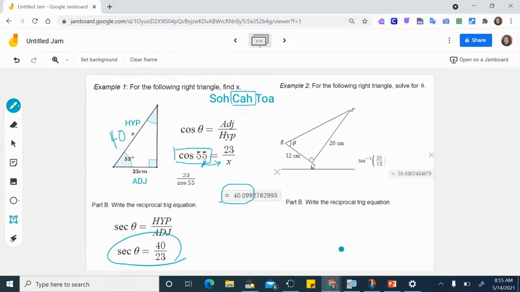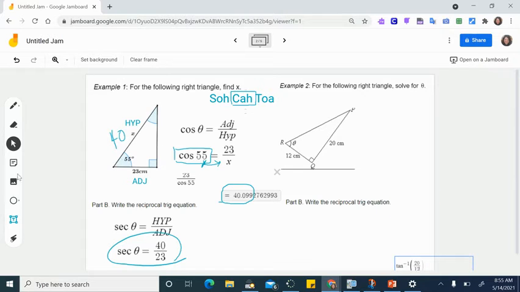Now we're going to do the same idea over here. We're going to start by solving for what they tell us to. This time it's an angle. Remember, when you're solving for an angle, you're going to have to use the inverse of tangent.